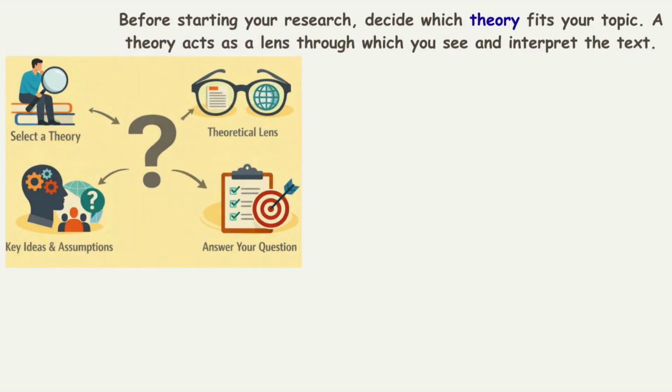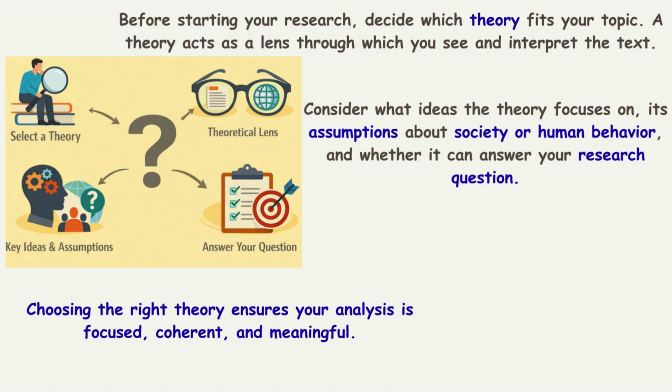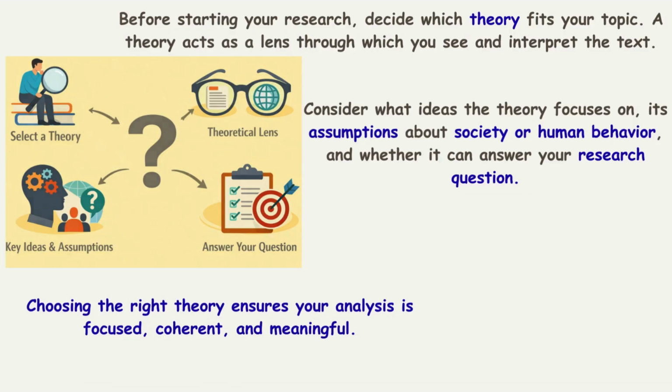Step 1. Choose your theory. Before starting your research, decide which theory fits your topic. A theory acts as a lens through which you see and interpret the text. Consider what ideas the theory focuses on, its assumptions about society or human behavior, and whether it can answer your research question. Choosing the right theory ensures your analysis is focused, coherent, and meaningful.